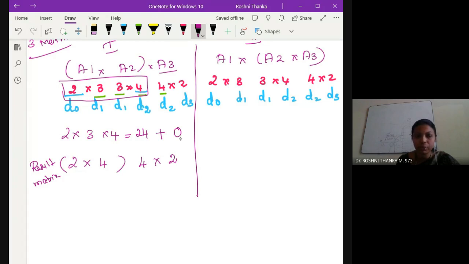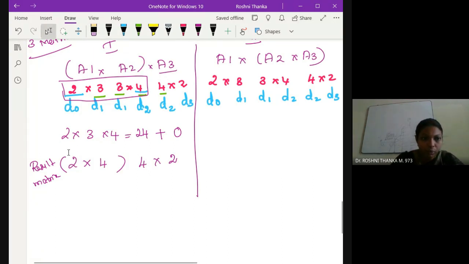So before I do it, let me give the dimension names. For A1 matrix the dimension is 2 cross 3. For A2 matrix the dimension is 3 cross 4. For A3 matrix the dimension is 4 cross 2. So for every dimension we have given some name, right? So let us give the name here also. That will help you in future.